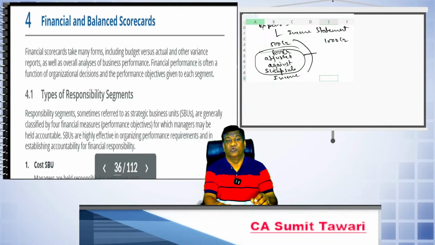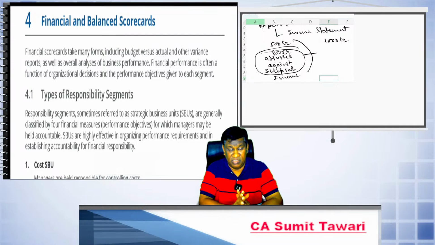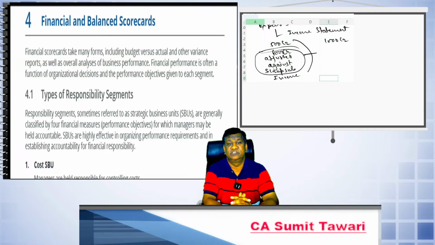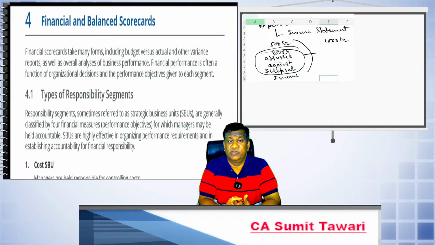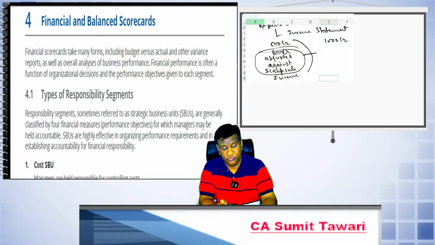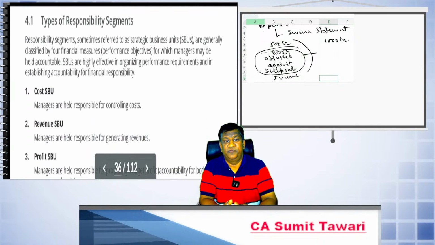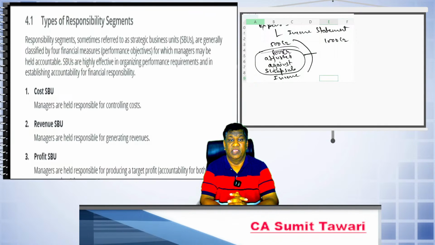Then financial and balanced scorecard. The balanced scorecard is the most widely used tool by organizations so that they can review their KPIs on a regular basis. Financial scorecards take many forms, including budget versus actual and other variance reports, as well as overall analysis of business performance. Financial performance is often a function of the organizational decisions and the performance objective given to each segment. So the types of responsibility segment are generally cost, revenue, profit and investment.